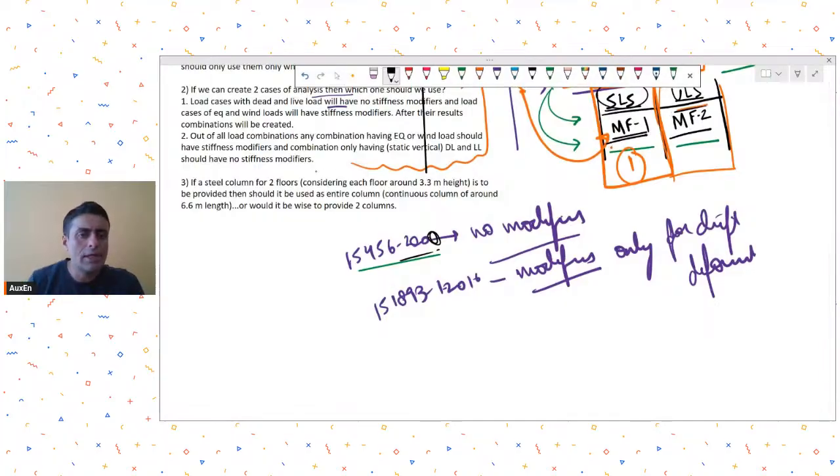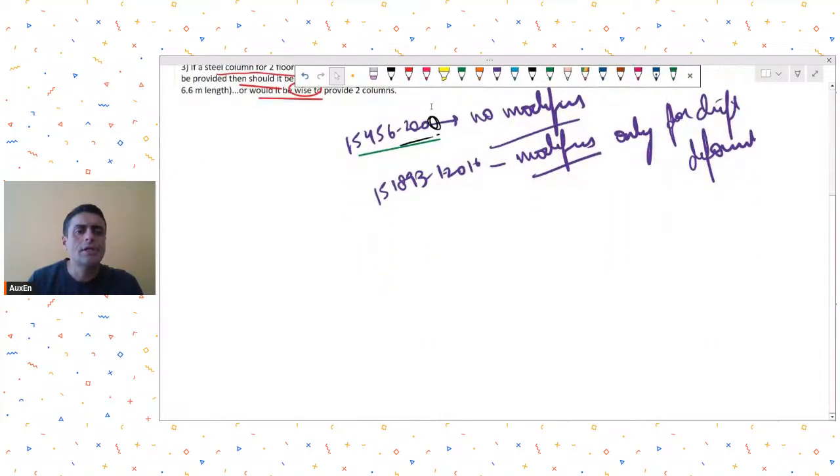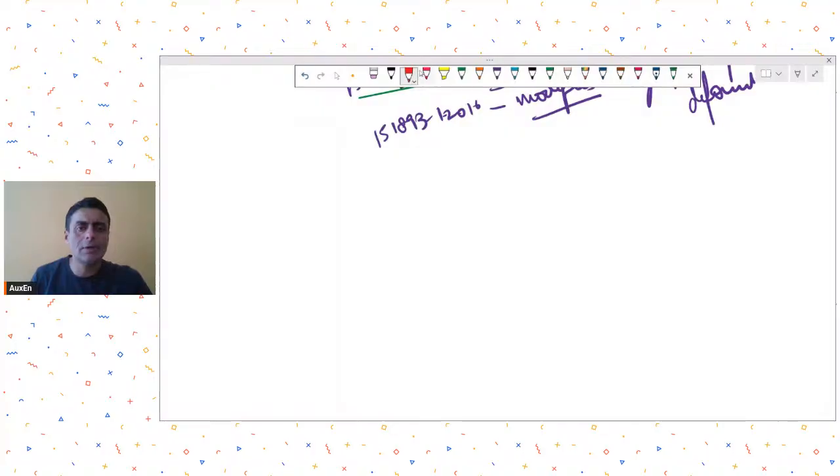The next question being asked by Mr. Vasu is, if a steel column for two floors is to be provided, should it be used as an entire column, or would it be wise to provide two separate columns? Very good question he has asked. So he is saying, suppose you are doing a steel building, and I'll just draw something like this.